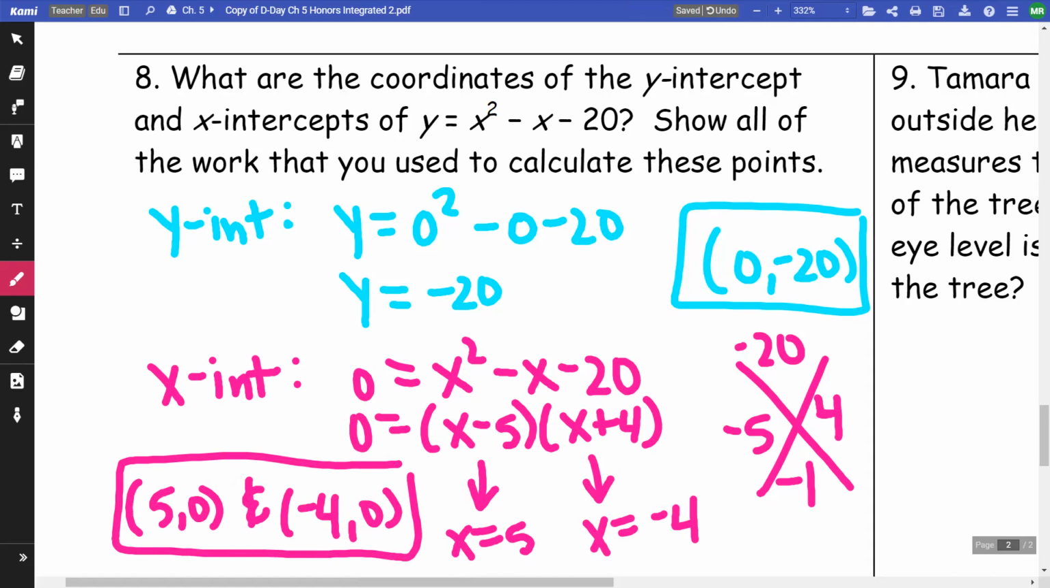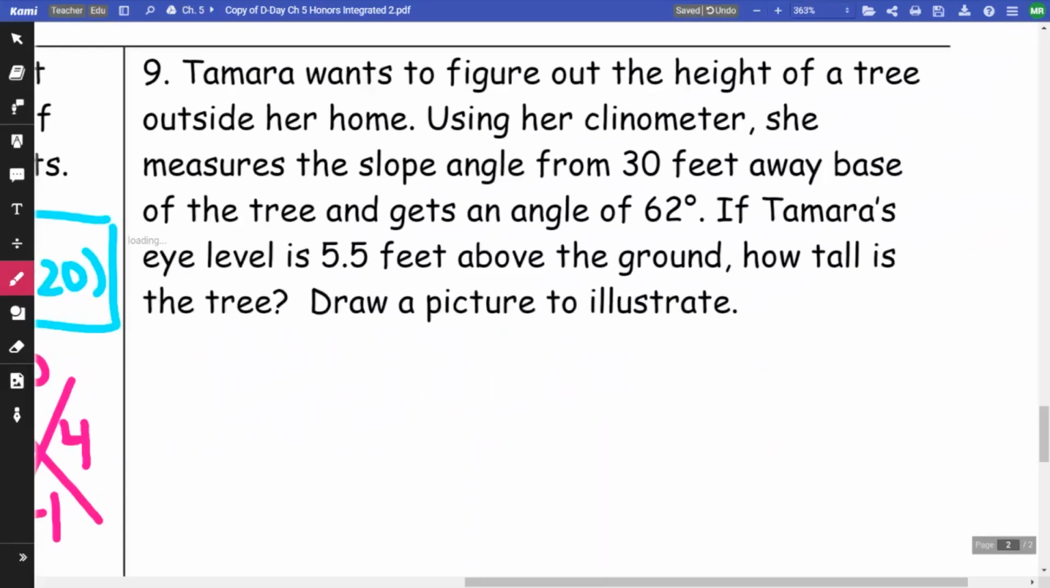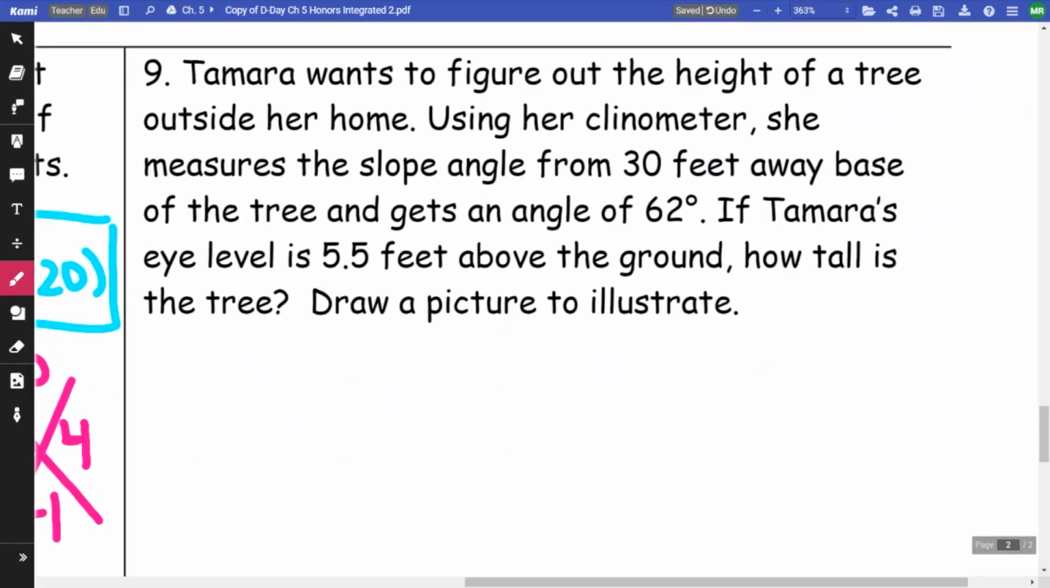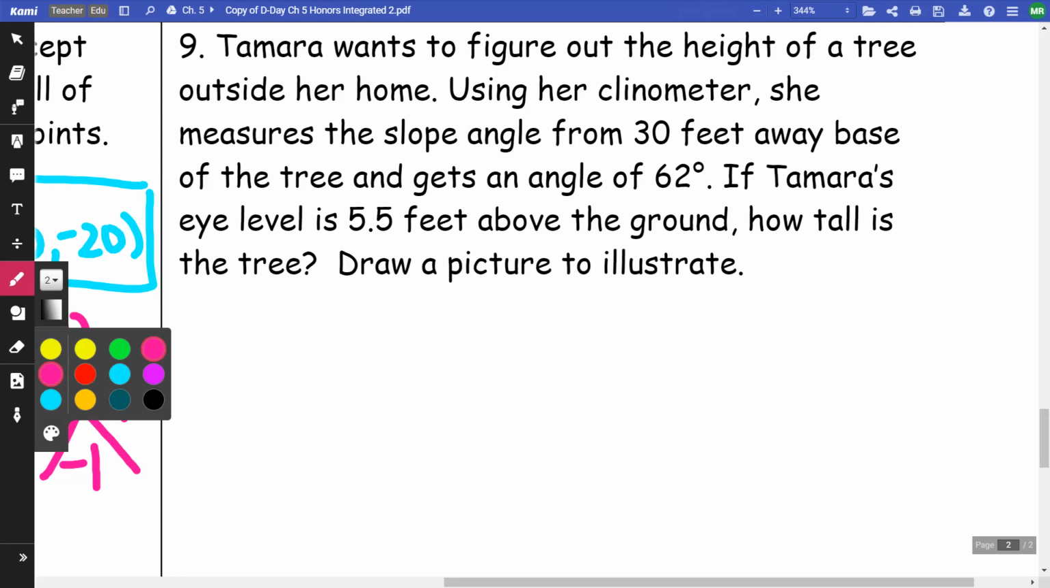On number 9, Tamara wants to figure out the height of a tree outside her home. Using her clinometer, she measures the slope angle from 30 feet away from the base of the tree. Okay, so we have a tree.